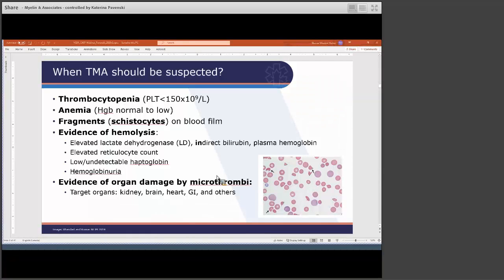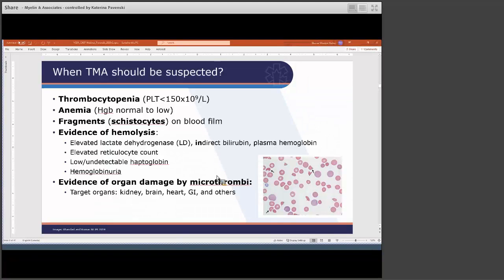The other useful test will be bilirubin. Total bilirubin and direct bilirubin can give you an idea whether indirect bilirubin is elevated, and that's also a marker of hemolysis. And then there is this bit about evidence of organ damage by microthrombi.